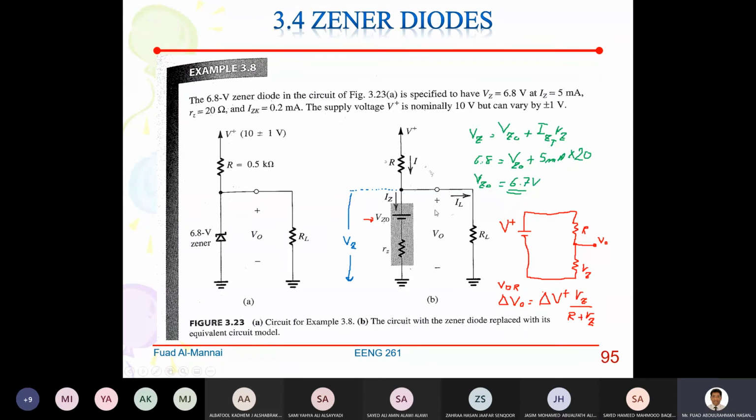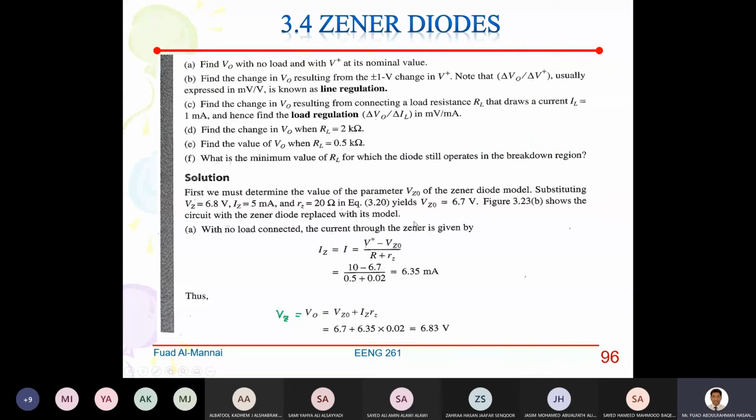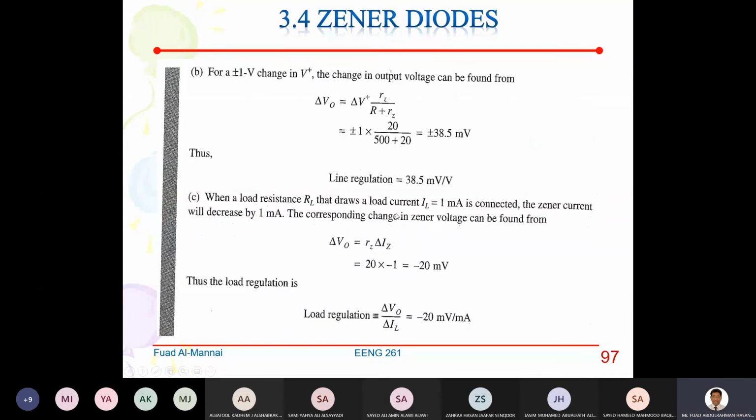In this example, he didn't say that. He said that RL is some value that will draw IL equal to 1 milliamp, which means that when this draws 1 milliamp, IZ should be reduced by 1 milliamp. Okay, got it, guys? All right. So there you go. IL equal to 1 milliamp. That means the current that goes through the Zener diode will be decreased by 1 milliamp.